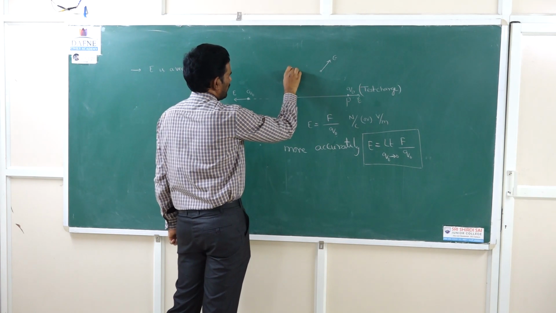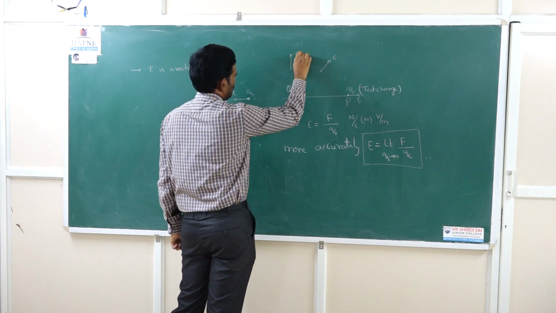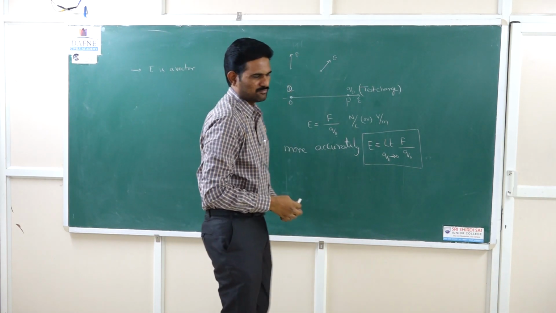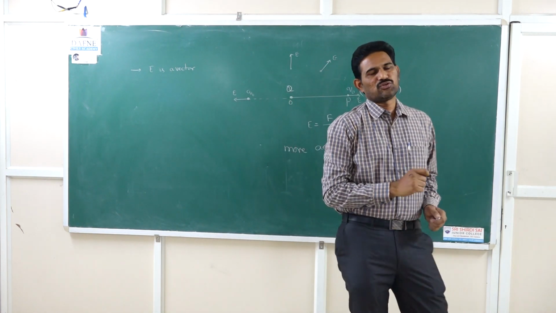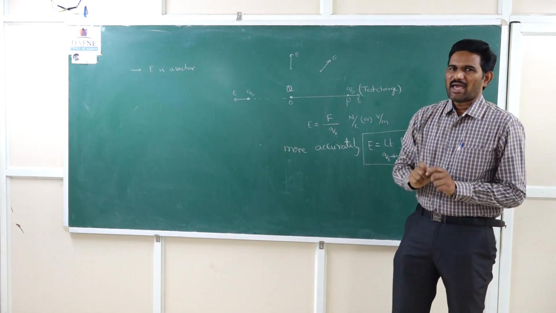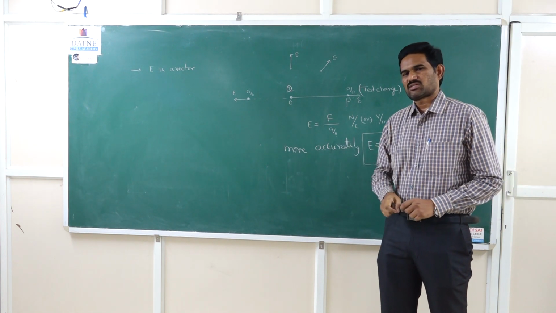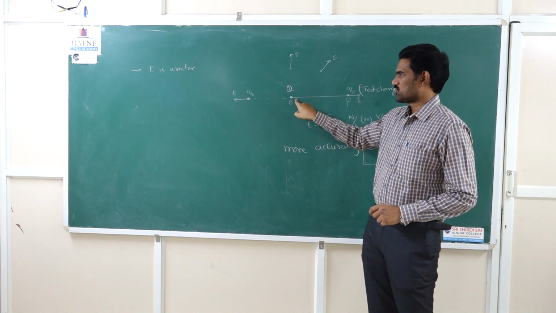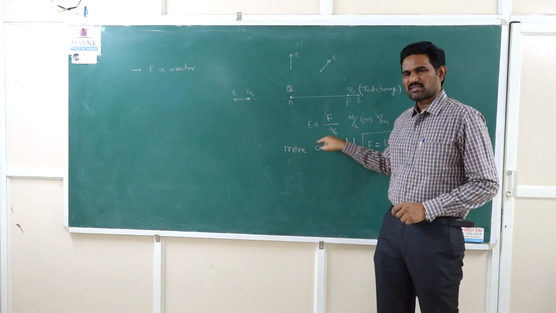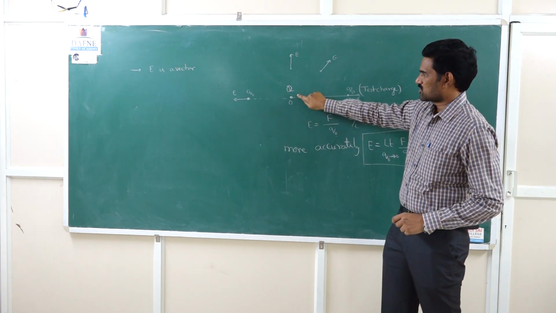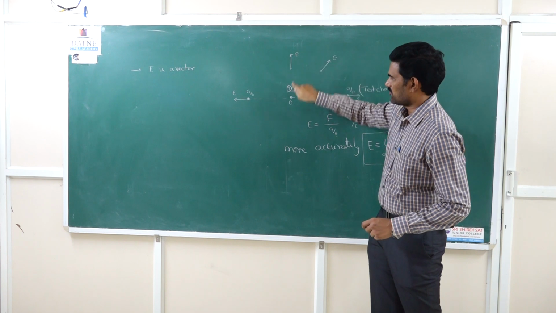If you are considering a point here, it will be like this. So from this what we can conclude is the electric field due to a positive charge is away from the charge. That is the direction of the electric field due to a positive charge. So the electric field due to the positive charge at any point is away from the positive charge.